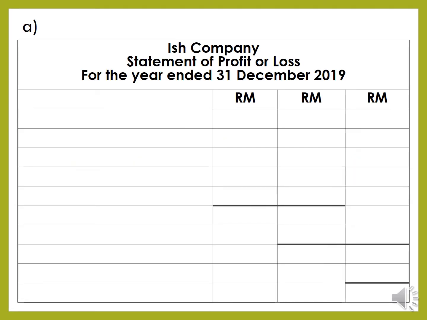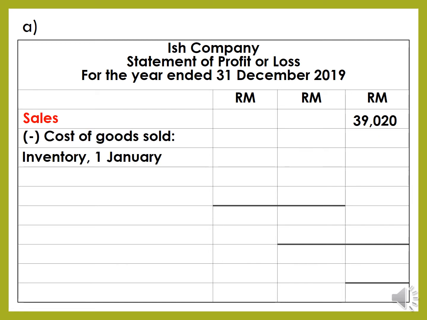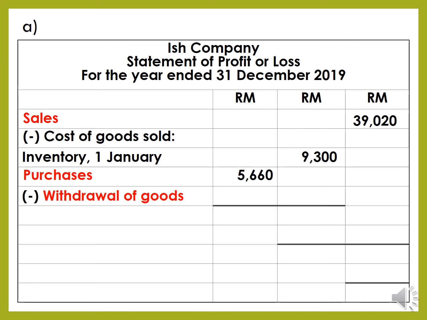For question A, firstly, you have to write down the title. That is, each company statement of profit or loss for the year ended 31st December 2019. Then, write down all the accounts related. Sales, 39,020 minus cost of goods sold. Inventory as at 1st January is 9,300 plus purchase 5,660 minus withdrawal of goods 150.